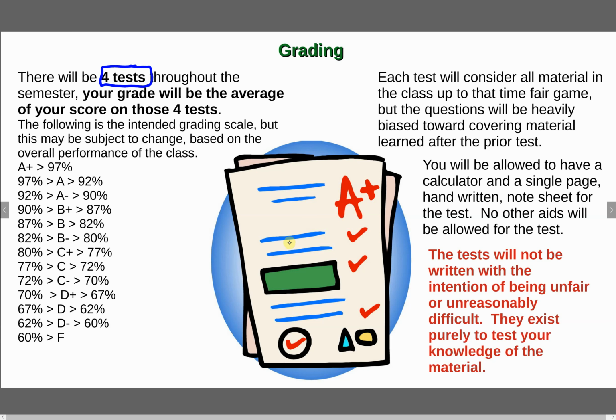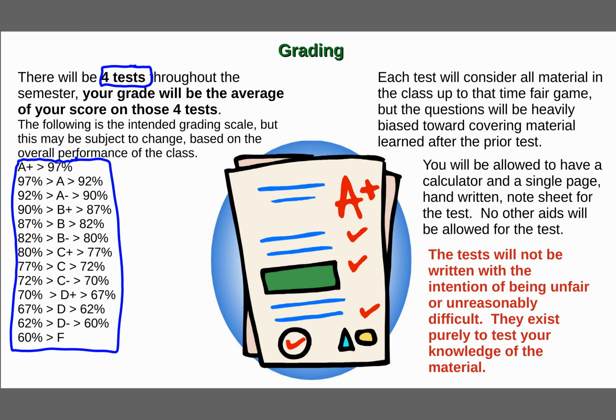And at least for now, the intended grading scale is this standard grading scale. I reserve the right to change that, to curve it a little bit one way or the other based on the overall performance of the class. But from the start, what we're intending is this standard grading scale, okay? So 4 tests, your average on those 4 tests, where it falls on this scale, that's your grade for the class. It's that simple.